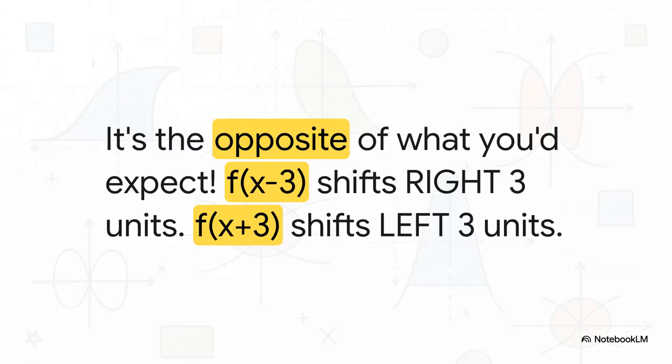So, this is the big rule for horizontal shifts. They do the exact opposite of what the sign makes you think. So (x - 3)² actually moves the graph 3 units to the right, in the positive direction, and (x + 3)² moves it 3 units to the left, in the negative direction. It's weird at first, but once you get that logic of compensation, it totally clicks.